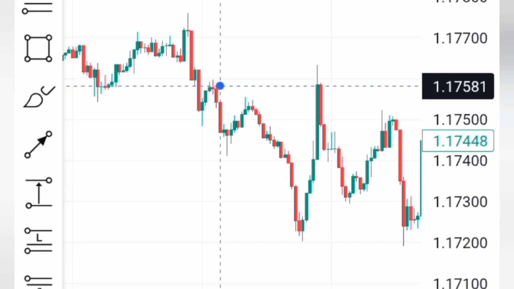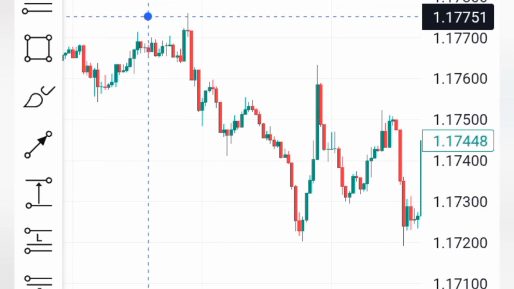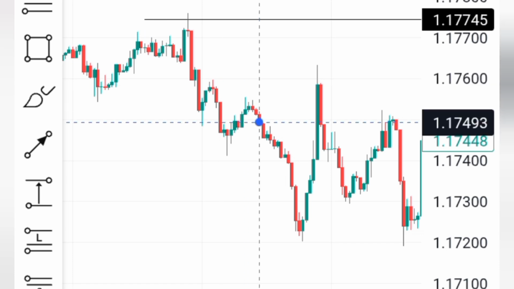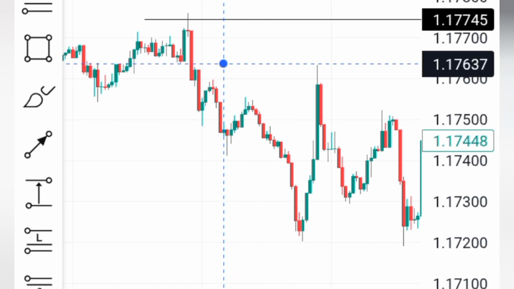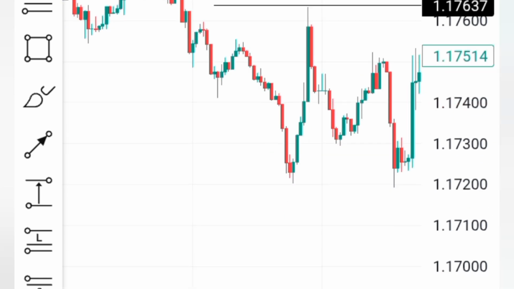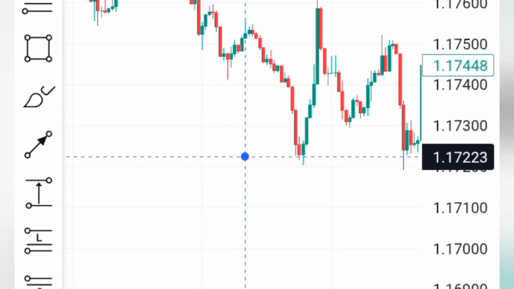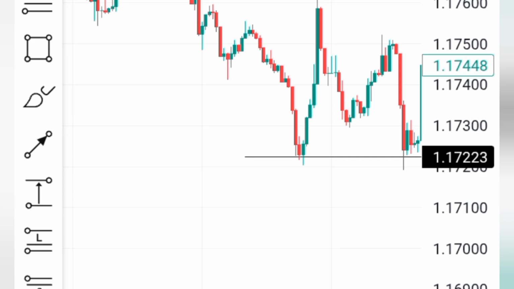Now, for example, here we have this resistance zone. Draw it there, and also we have this resistance zone. We are going to mark all of them, and you see we have this resistance zone. Okay, then we have some of the support levels. We have this support level right here. Okay, yes, as easy as that.